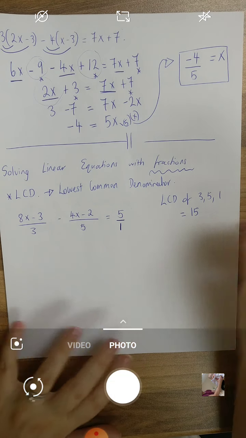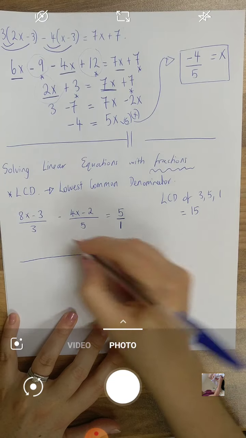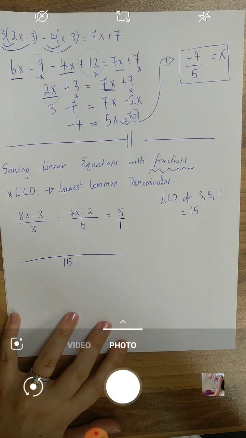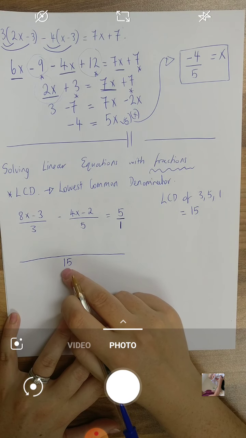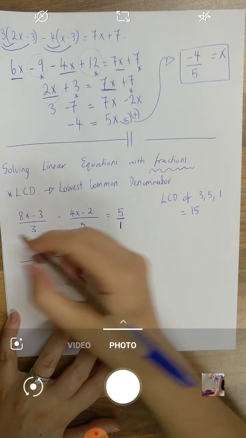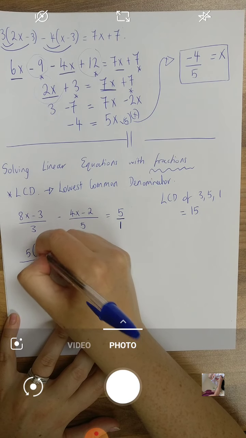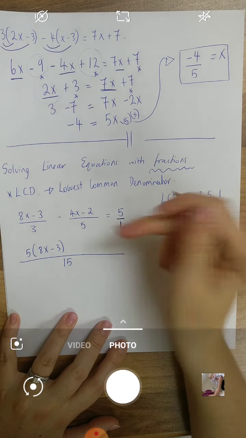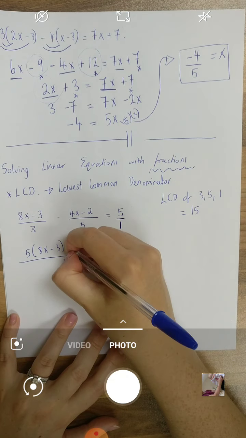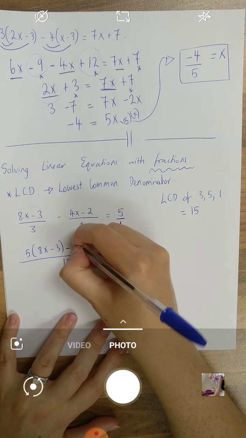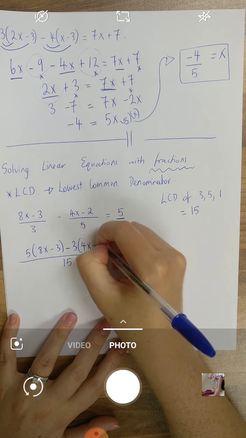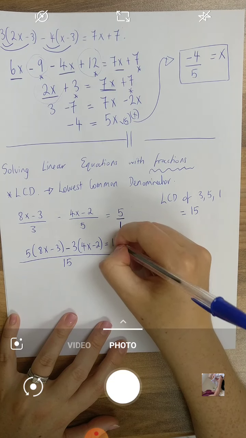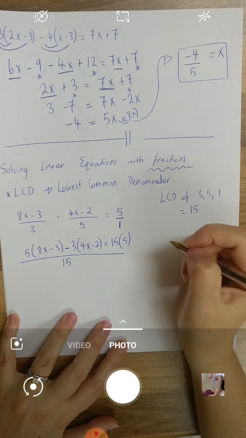So we are going to now change our denominator to 15. And we're now going to rewrite the top line using this denominator. So 3 divides into 15 5 times, and we multiply 5 by all of that top line. 5 divides into 15 3 times. Now don't forget the negative that was there, so it's minus 3 times 4x minus 2. And then 1 divides into 15 15 times, and we multiply that by 5.